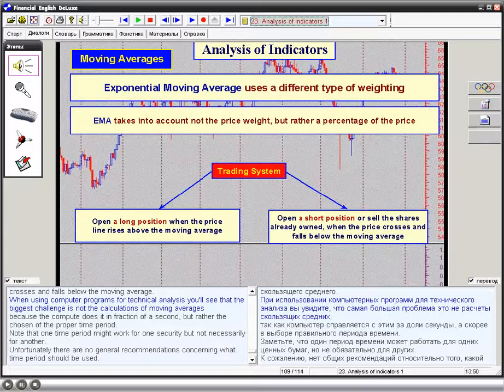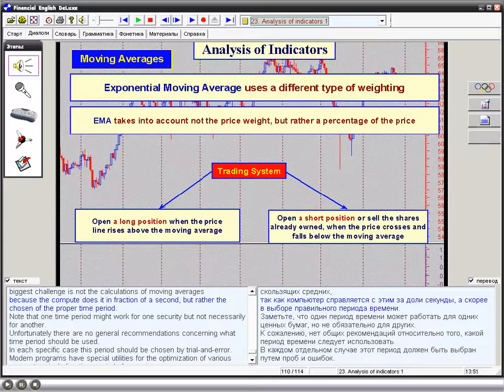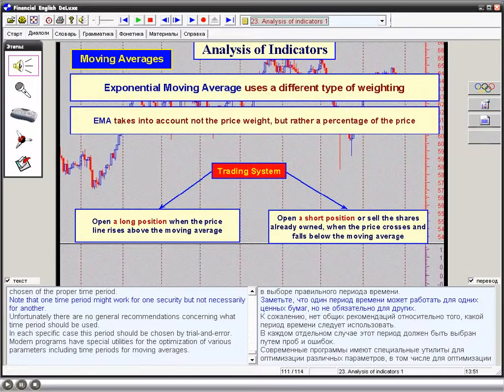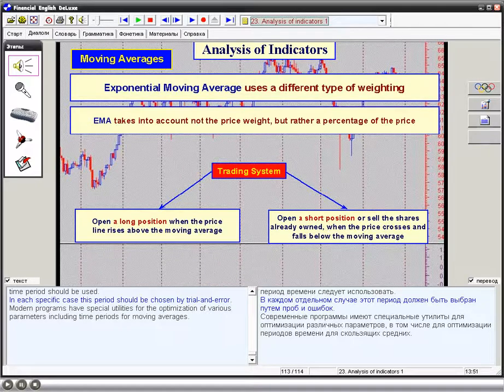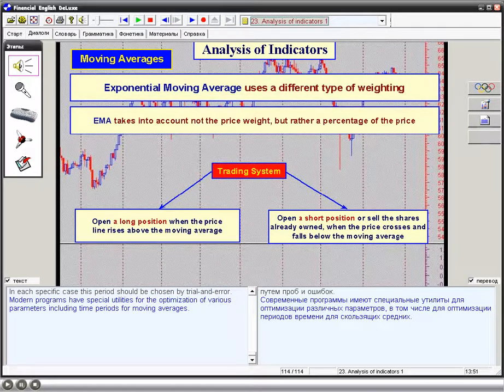When using computer programs for technical analysis, you'll see that the biggest challenge is not the calculations of moving averages, because the computer does this in a fraction of a second, but rather the choosing of the proper time period. Note that one time period might work for one security, but not necessarily for another. Unfortunately, there are no general recommendations concerning what time period should be used. In each specific case, this period should be chosen by trial and error. Modern programs have special utilities for the optimization of various parameters, including time periods for moving averages.